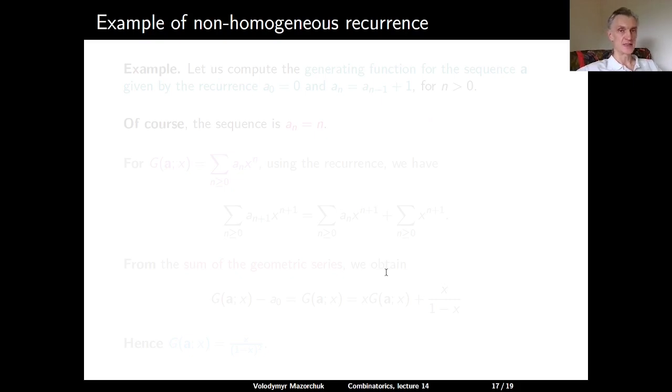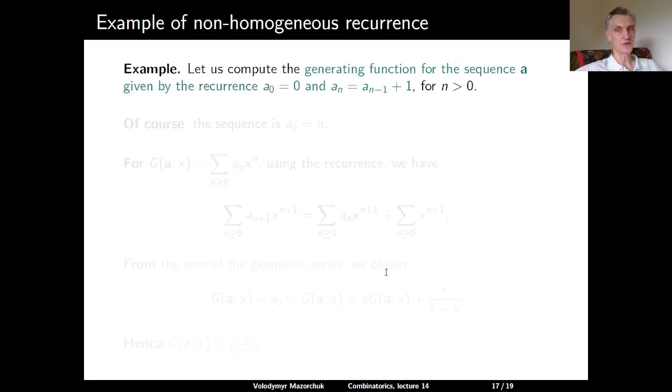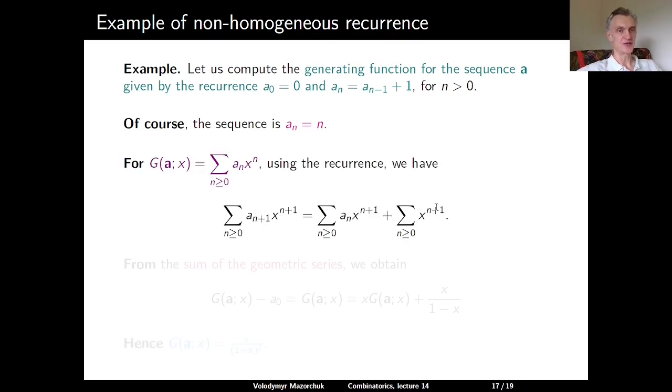Let us compute one more example of how one can get a generating function for a sequence which satisfies some recurrence, in this case a non-homogeneous recurrence. So let us compute the generating function for the sequence a, which is given by the recurrence a0 is equal to 0, and an is equal to an minus 1 plus 1, for each n greater than 0. Of course, the sequence which is behind here is an equal to n.